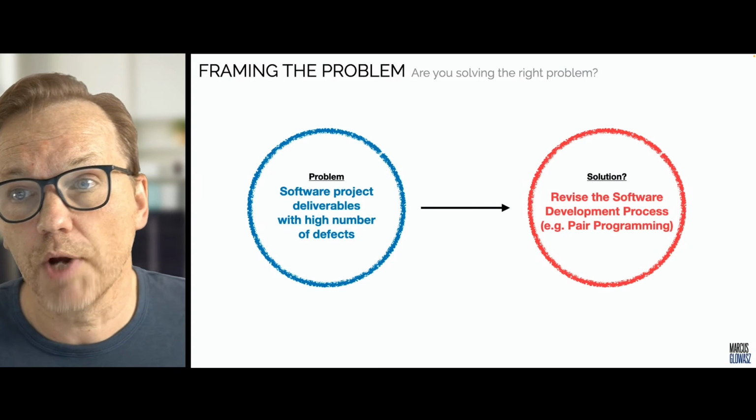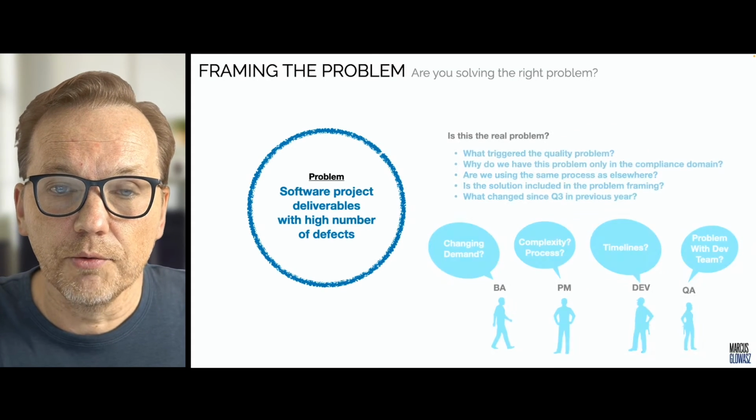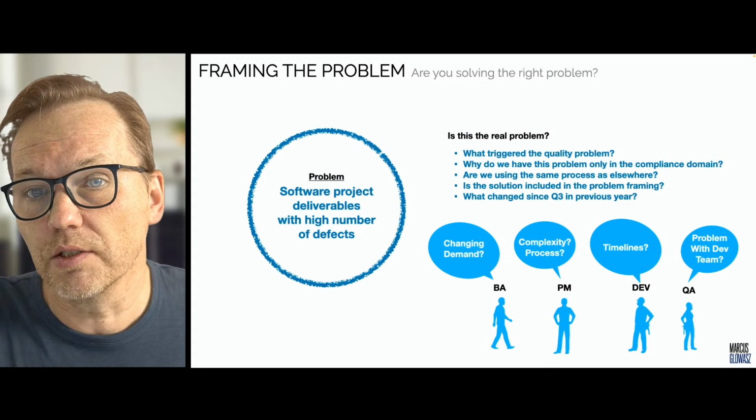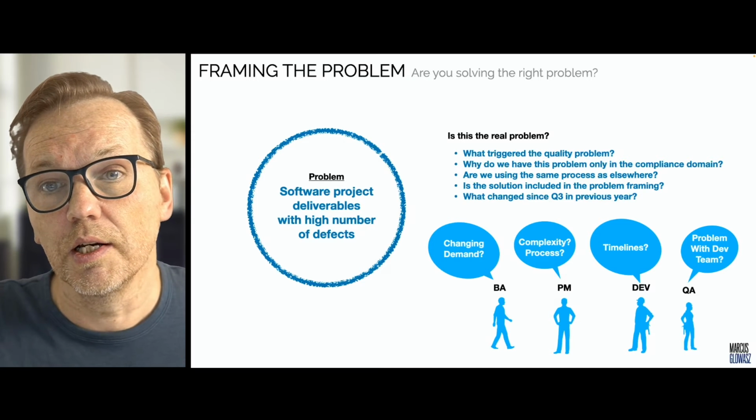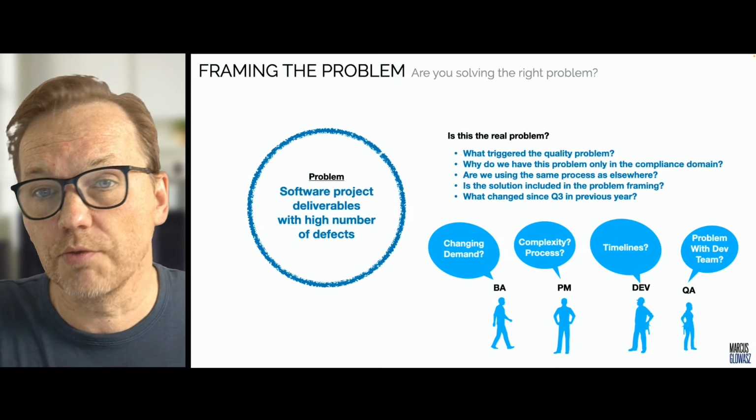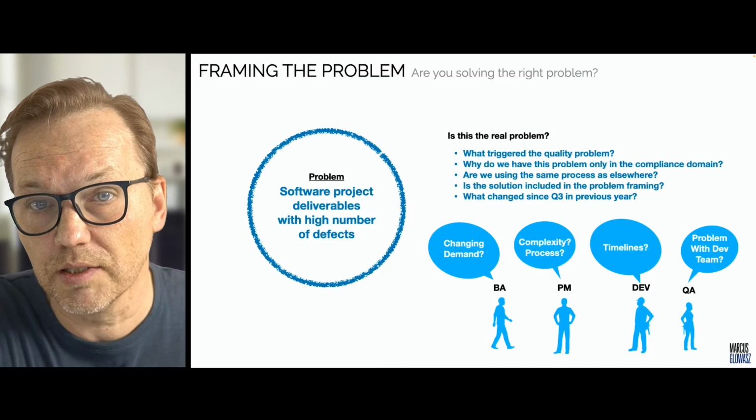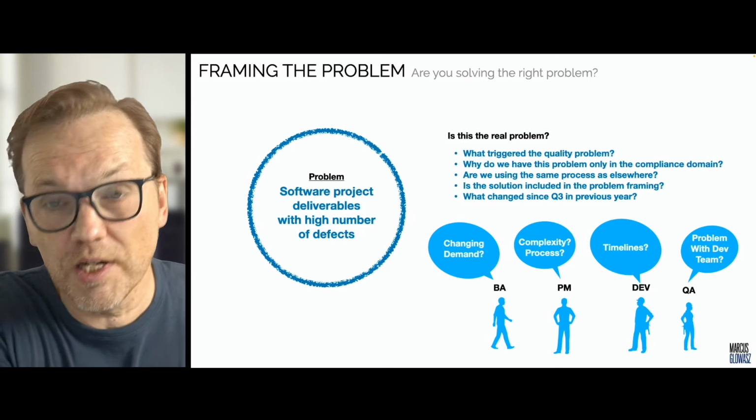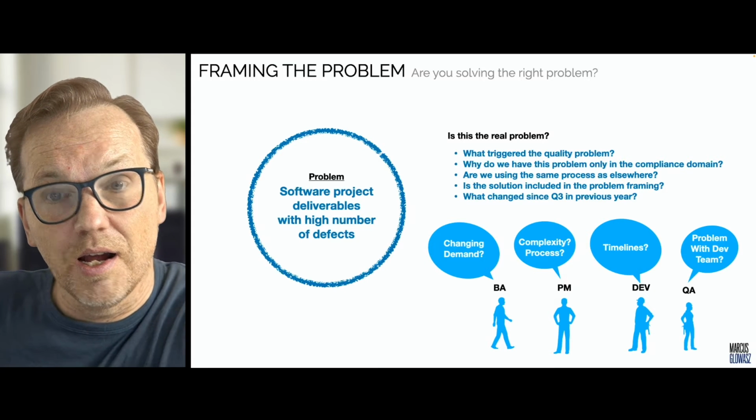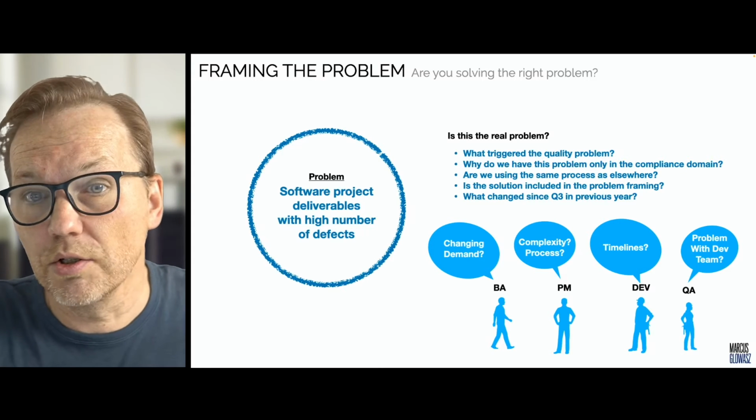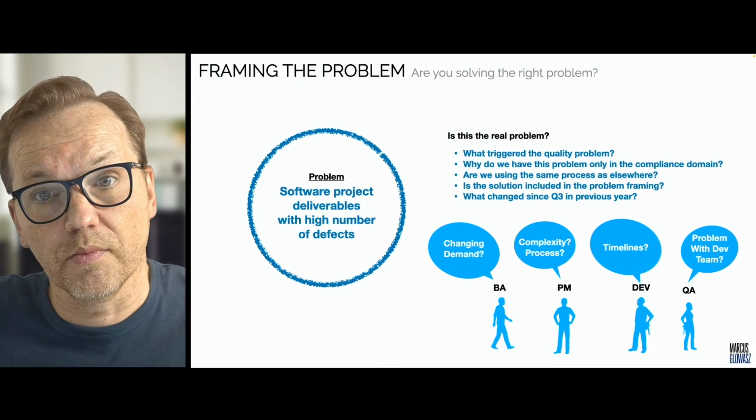So that's where the problem framing concept comes in. And as part of this, we need to ask a few questions, and they're sometimes obvious, sometimes not so obvious. So it's all to be questioned from different angles. For example, in this case, what triggered the quality problem in the first place? Why do we have this problem only in the compliance domain? In other areas, maybe that's not the case. The same with the processes that we're using. This is actually different than in other areas. Maybe that's the problem.